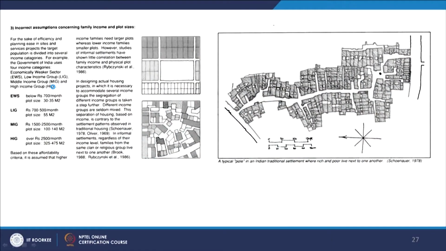And incorrect assumptions concerning family income and plot sizes. Normally in those times they were talking about 700 per month for EWS, economically weaker sections, then the lower income group, the middle income group, and the higher income group. Based on the income, they decided on the sizes, right?